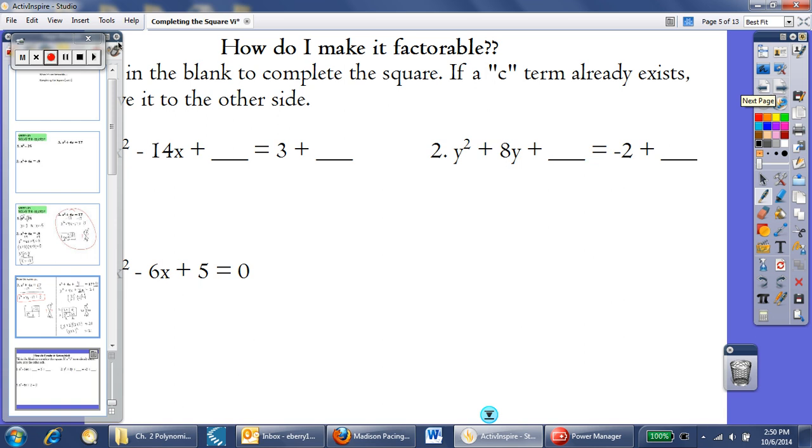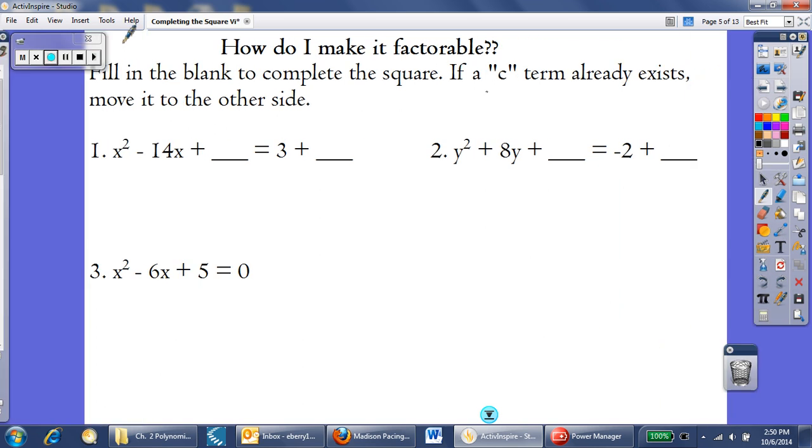So how do I make these polynomials factorable? Looking here at number 1, I see the middle term is negative 14. So using the trick, I need to do negative 14 divided by 2 squared. So negative 14 divided by 2 is 7.